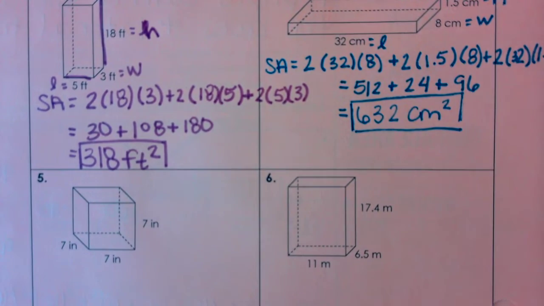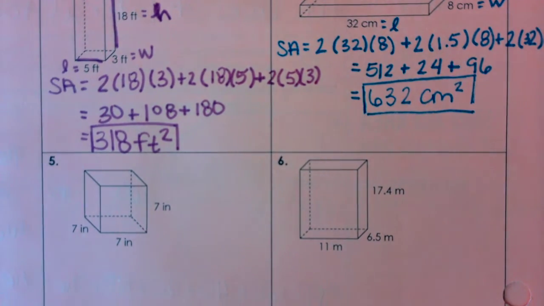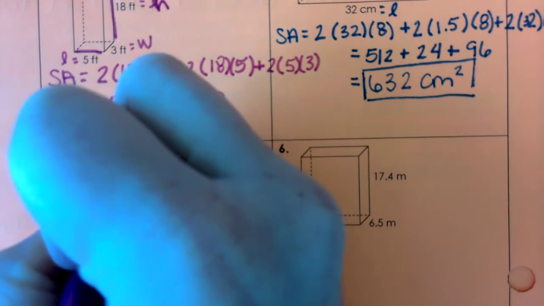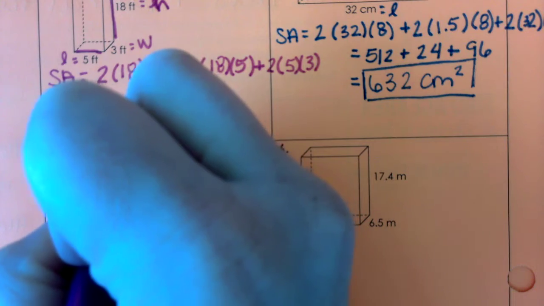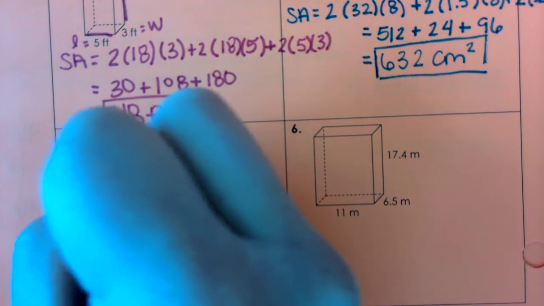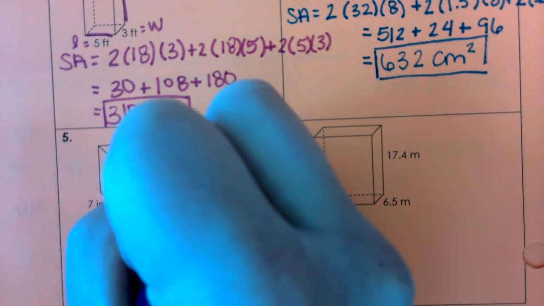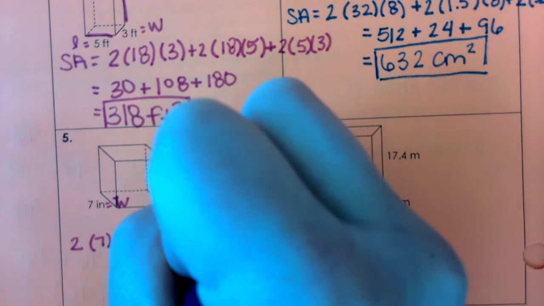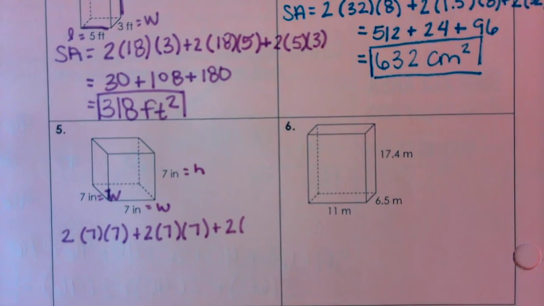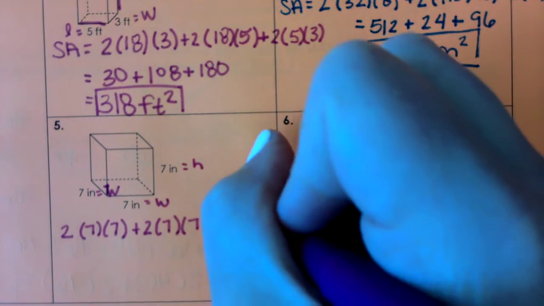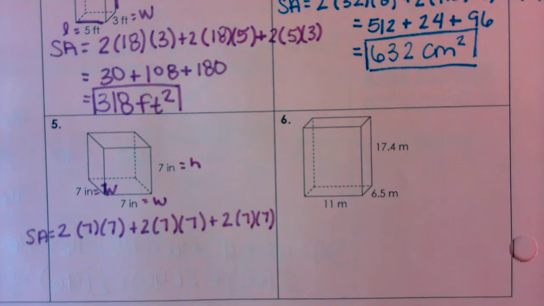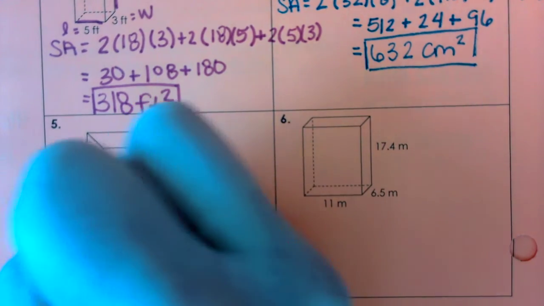Number 5 is really easy. You can't mix up number 5 at all. Doesn't matter which one's which because they're all 7. So 7 times 7 times 6, or you can just write 2 times 7 times 7, 3 times. 98 plus 98 plus 98. So we can do 7 times 6, you said? I'd rather you not, just so you get in the habit of knowing what to write down. Wait, where did you get the 2? Oh, I got it. 294.